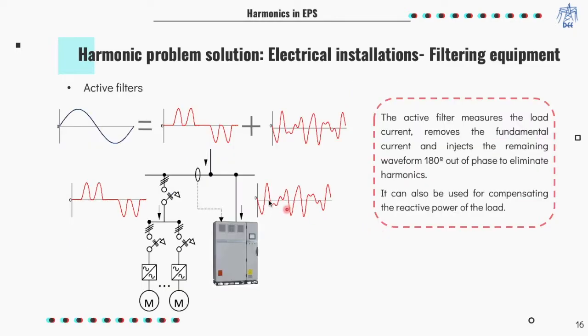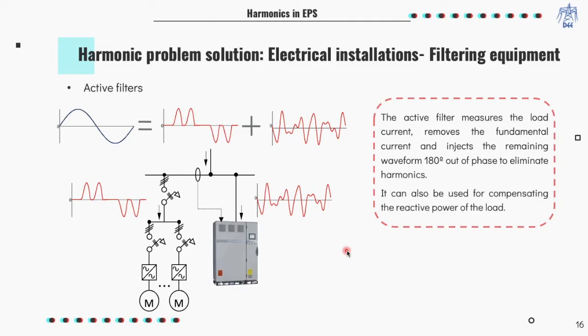Active filters are the most effective but also most expensive filtering equipment. It measures the load current, removes the fundamental current, and injects the remaining harmonics 180 degrees out of phase to eliminate the harmonics completely. It can also be used to compensate reactive power of a load.